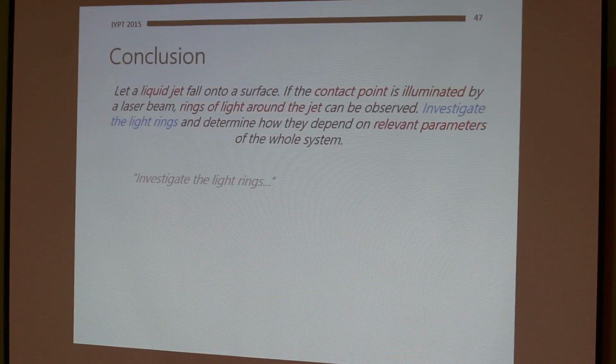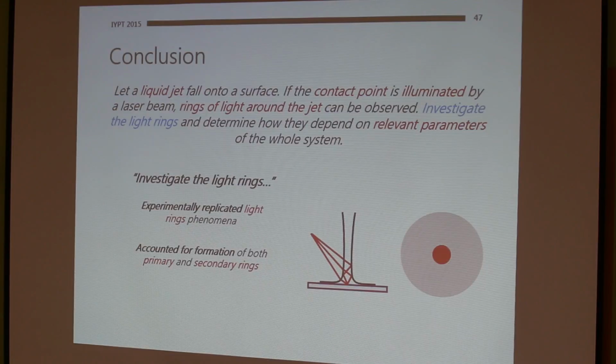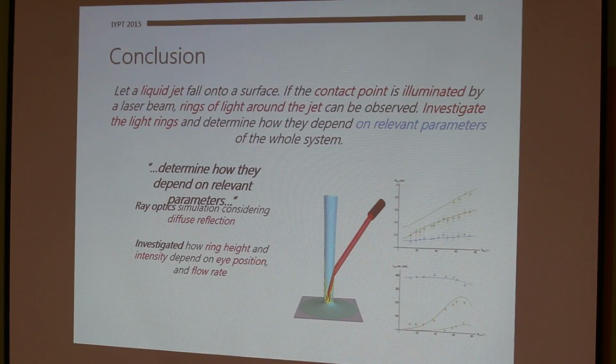So, in conclusion, for the problem, I managed to experimentally replicate the light rings phenomena with our experimental setup, and I've also managed to account for the formation of both our primary rings and secondary rings qualitatively, and these mechanisms have been verified experimentally. And from this, I've also managed to deduce the non-discrete nature of the light rings from our findings. In determining how the light rings depend on the relevant parameters, I coded a ray optics simulation considering the diffuse reflection, and also managed to model the geometry of our water flow, and I investigated how the ring height and intensity depend on the eye position as well as the flow rate, and I managed to obtain decent agreement between our theory and experiment.